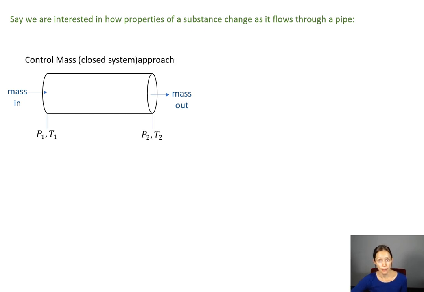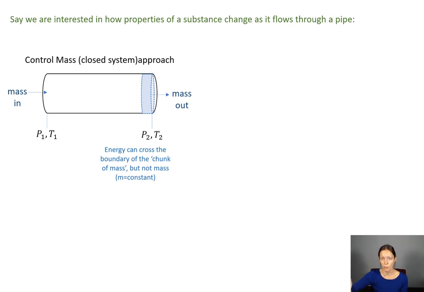Well, I could take the same approach that I've been taking thus far in the class. I could take a control mass approach or model this as a closed system. And if I could look at a chunk of mass, if I could just isolate a chunk of mass that's flowing through there. And let's keep it simple. Let's say there's no deformation or anything in my chunk of mass as it flows through. But it flows through, and I just follow it as it goes from one location to the other. And I look at how the pressure and the temperature change as it does so.